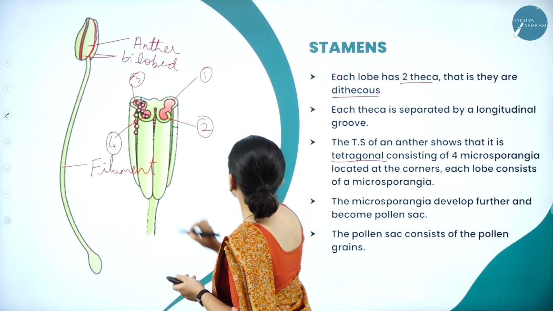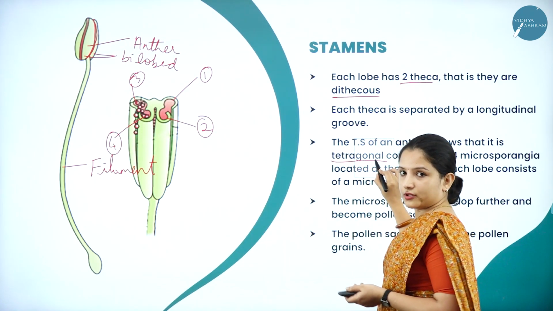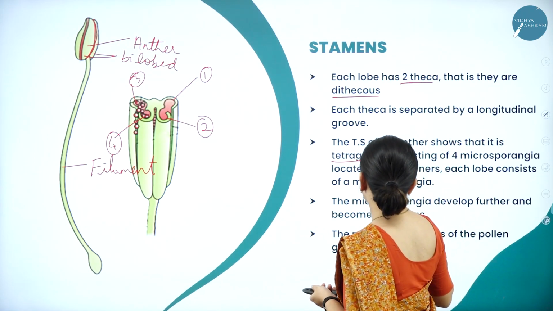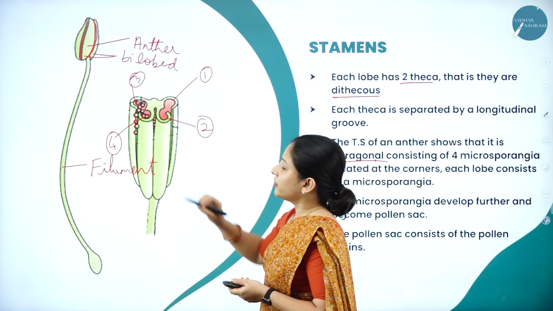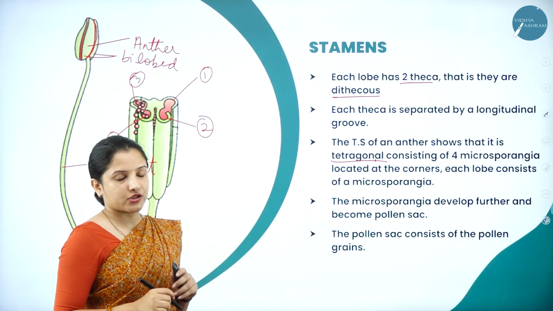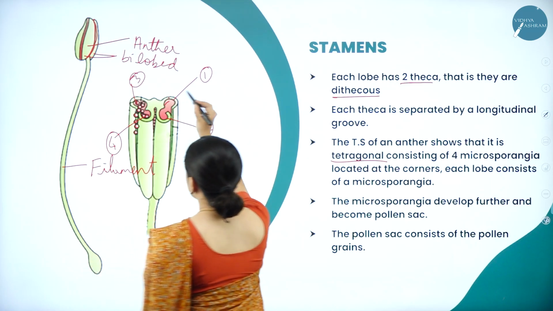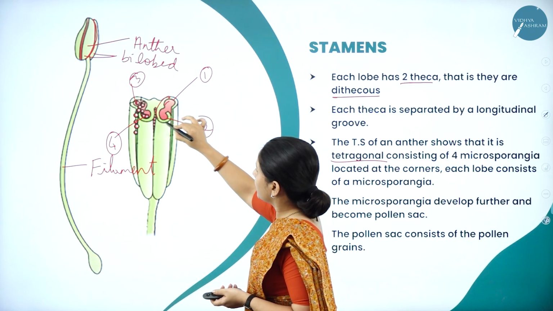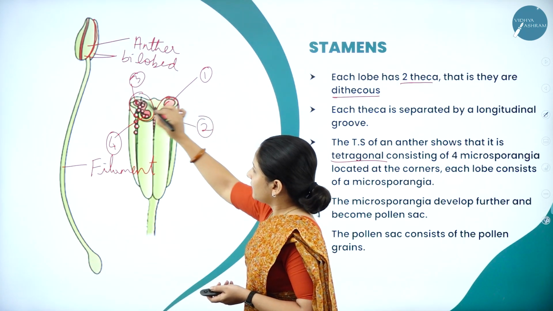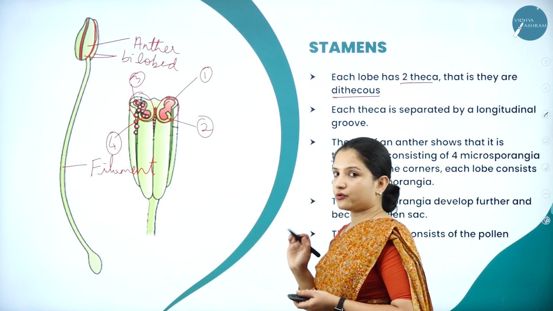That is why it is called tetragonal. And in each of the corners, you have the microsporangia. So in the locules, and here you can see clearly, this is the locule. In the locule, at the corners, you have the microsporangia.